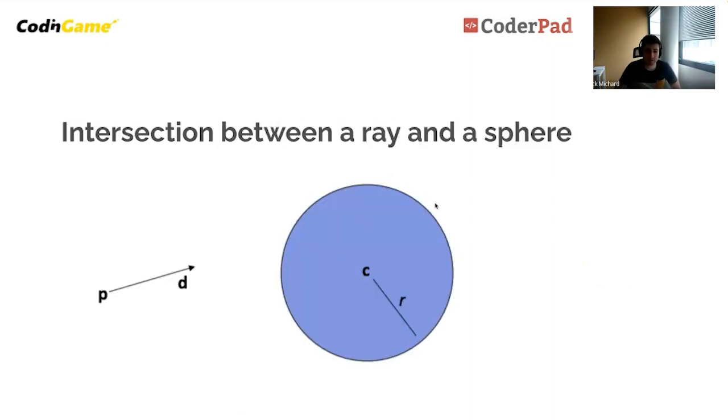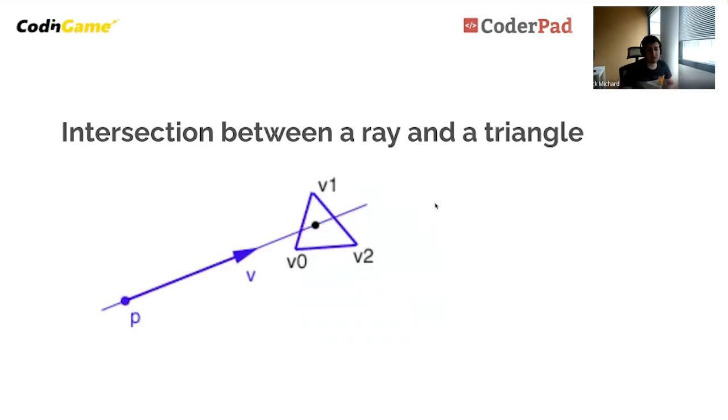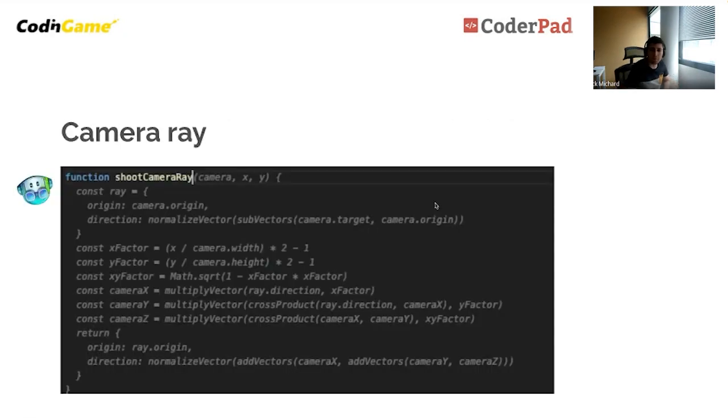So this is a 2D intersection between a ray and a sphere. In 3D, it's kind of complex, so I don't want to get into the mathematical detail of it. Same for triangle. It's not that easy to intersect a ray with a triangle. So let's ask CoPilot again. So first thing, shoot a ray from the camera.